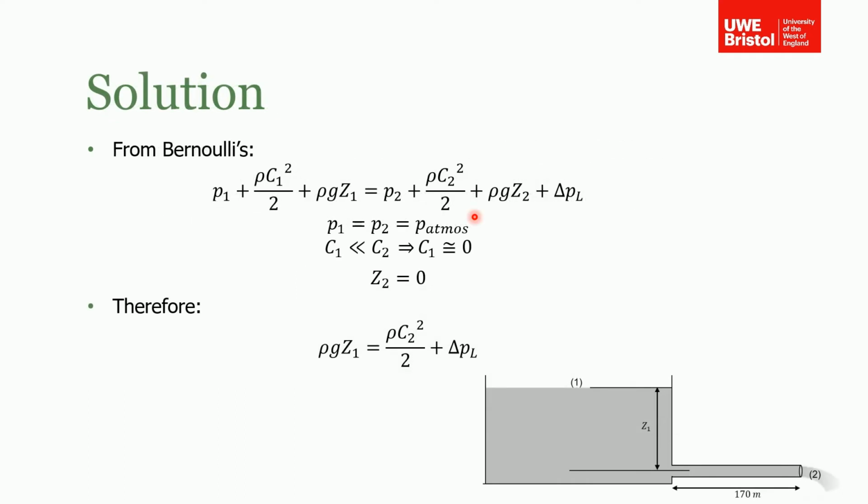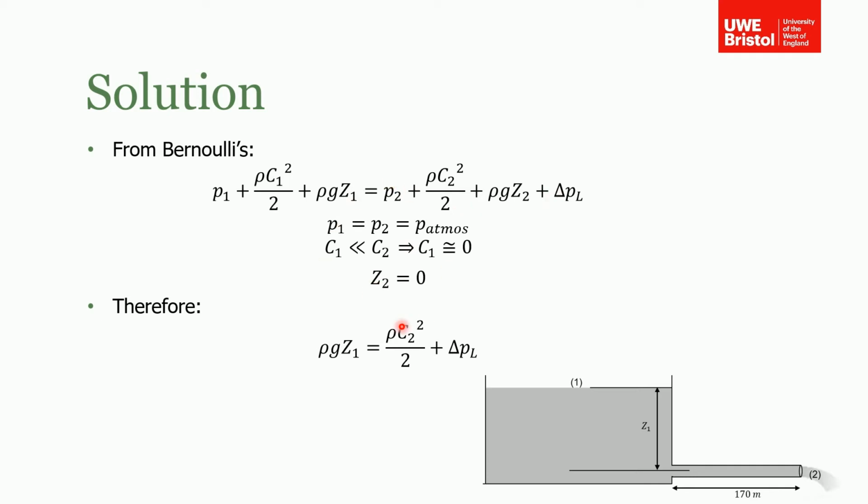So the first thing we need to do in this problem, because we want to find this pressure head term, is to write down Bernoulli's. So we've got the static pressure plus the dynamic pressure plus the potential pressure at point 1, which is at the surface of the water here, and that's equal to all the conditions at the exit, plus this additional term, the pressure loss term.